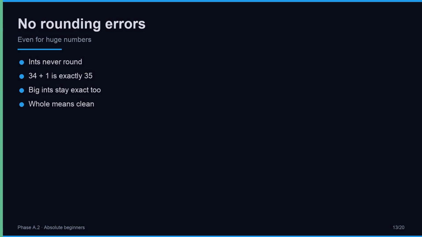Because ints are whole, they never round. 34 plus 1 is exactly 35, always, with no surprises. And this exactness holds even for very large integers. Python can handle integers with hundreds of digits, and every single digit stays exact. There is no fuzz, no drift, no mysterious .001 error. Whole numbers are the honest, clean corner of arithmetic, and ints are how Python keeps them that way. You can trust an int completely.